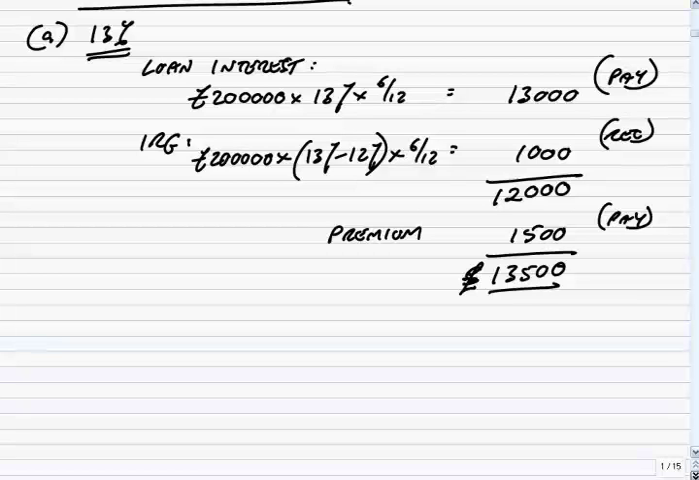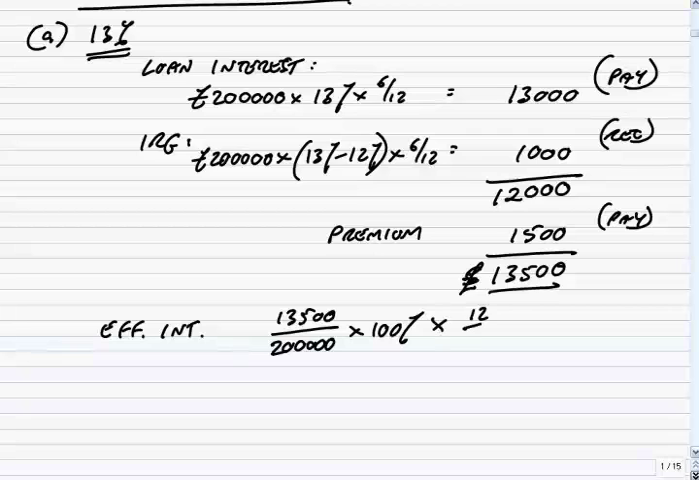And so what interest rate have we ended up paying overall? The effective interest. We've paid 13,500 on a loan of 200,000. However, that's only over a 6-month period. So to gross it up to a yearly rate, 12 over 6, it means the effective interest rate is in fact 13.5%.